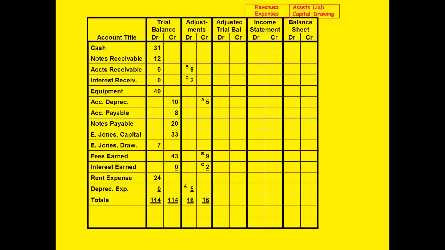And we see that the amount of my debits and the amount of my credits is indeed equal. My next step is to figure the adjusted trial balance amounts. Well, let's see.